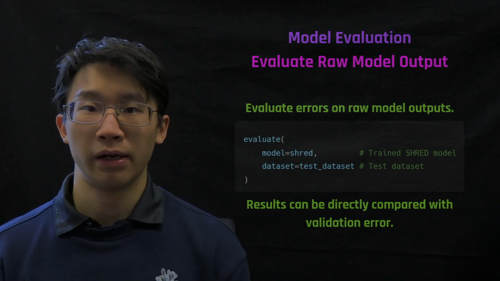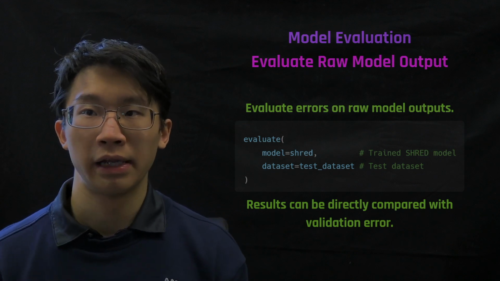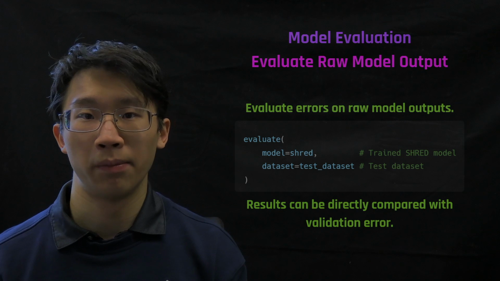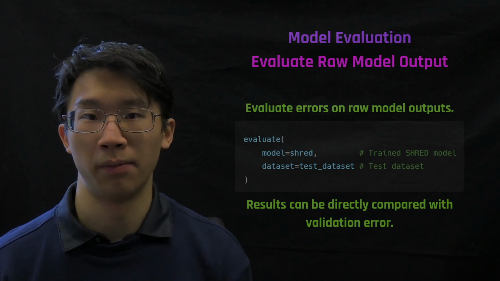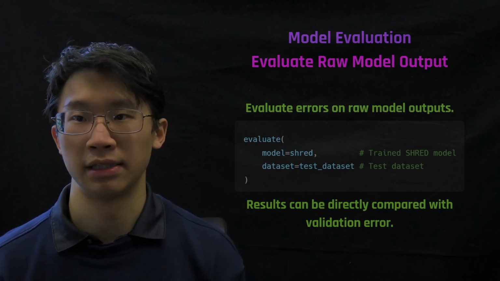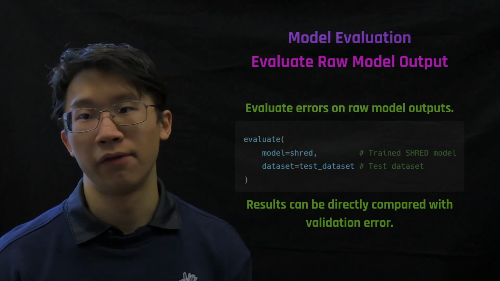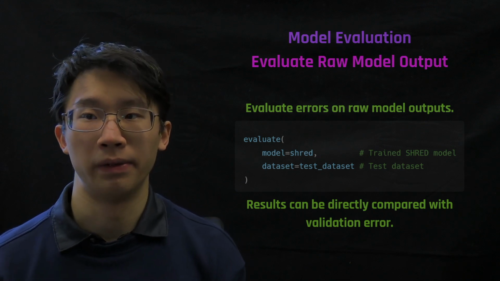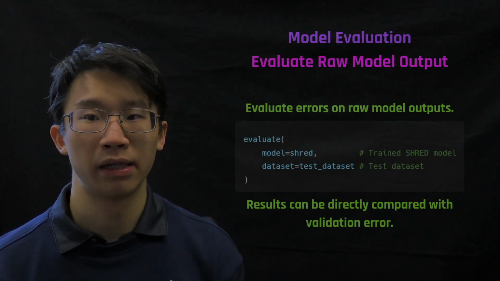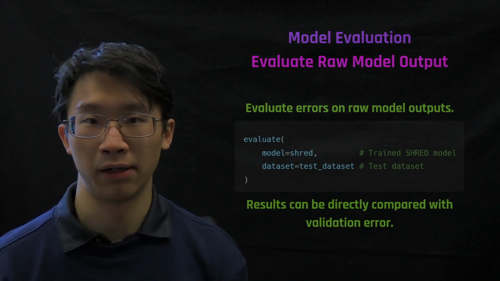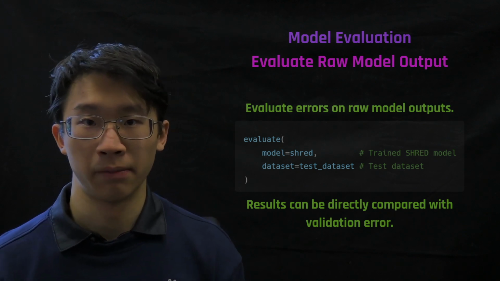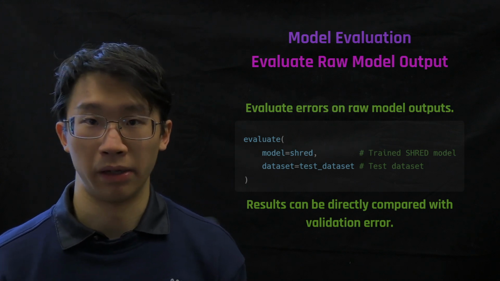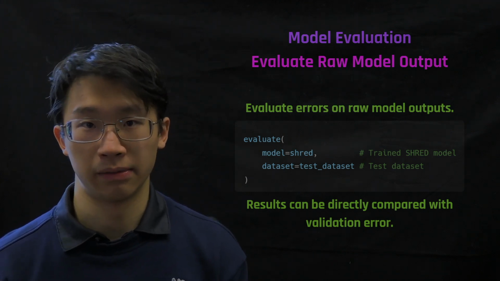For evaluation, you can either evaluate on the raw model output, or you can evaluate on the model output once the output has been uncompressed and unscaled. The benefit of evaluating on the raw model output is the results can be directly compared with the validation error. So if you see the test error is way worse than the validation error, the model probably overfit on the data set.